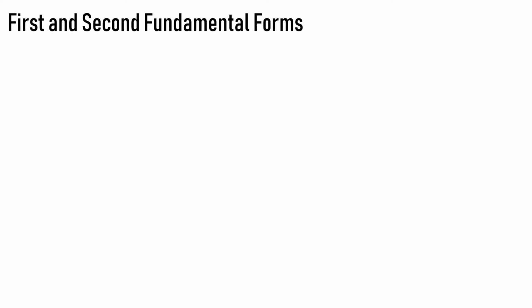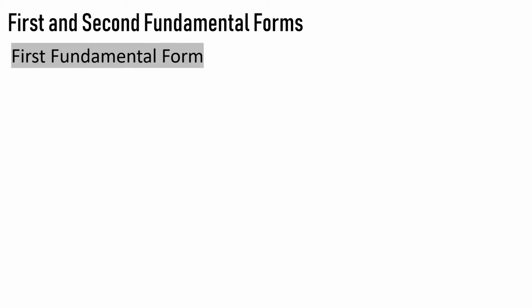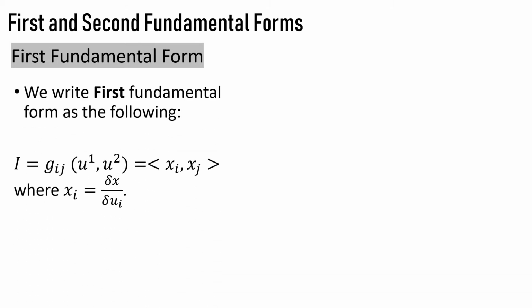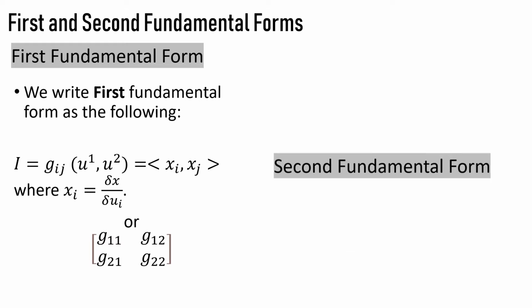In this slide, we're going to talk about the first and second fundamental forms. The first fundamental form is the following: Roman numeral I is equal to g_ij(u1, u2), the inner product of x_i and x_j. Inner product is just the ordinary dot product, and x_i refers to the partial derivative by u_i. Or this can also be written as a 2 by 2 matrix g11 to g22. g11 can be found as x1 dot product x1.